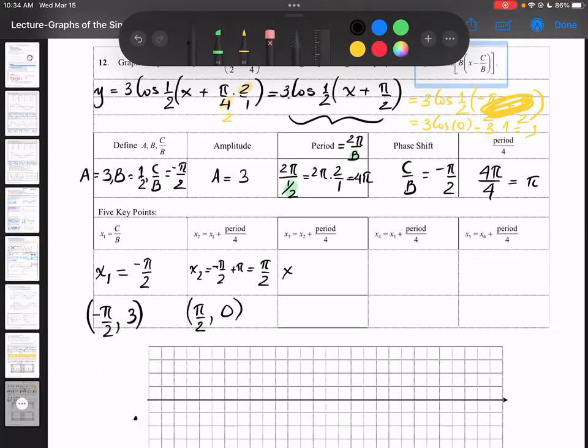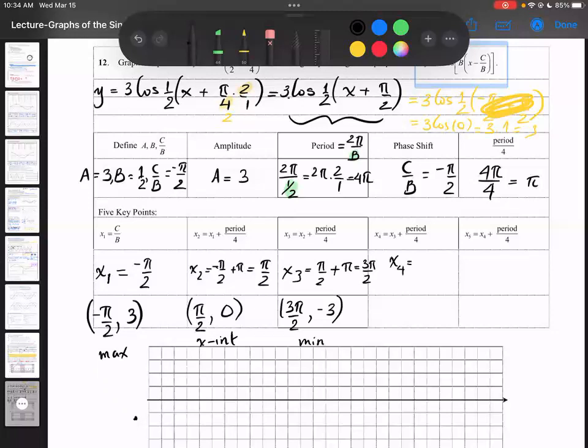x3 equals x2, which is pi over 2, plus the period divided by 4, which is pi, which is equal to 3 pi over 2. Now that's my x coordinate. The y coordinate is going to be negative 3. That's your minimum. If this is max, and this is the x-intercept, it's going to be the minimum. Or you can use your calculator to check that.